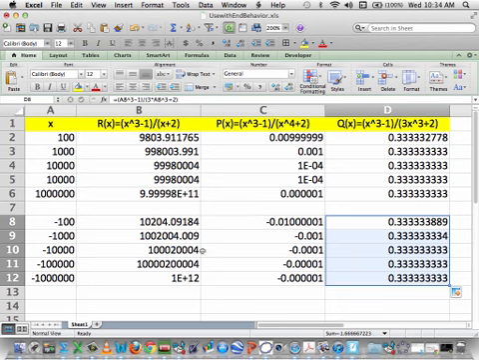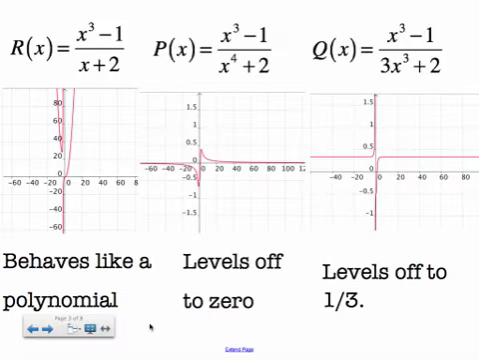Okay, so let's head back to our notebook file and discuss what we've seen, and then we'll talk about the algebra that will reveal this to us without having to use the spreadsheet. Okay, so we saw three different functions in the Excel spreadsheet. These were the functions R, P, and Q, and we saw that R had y values that got very large when x started to get very large.